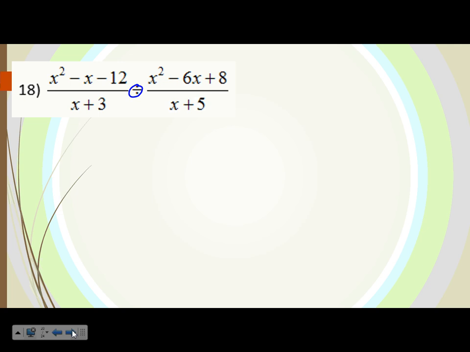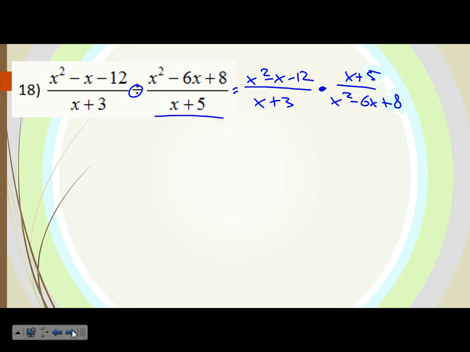So my first thing I do, I just rewrite this. X squared minus x minus 12 over x plus 3 multiplied by the reciprocal, x plus 5 over x squared minus 6x plus 8. Now remember, the reciprocal is always the second fraction, never the first. The first stays the same. Now it's the exact same thing we've been doing.